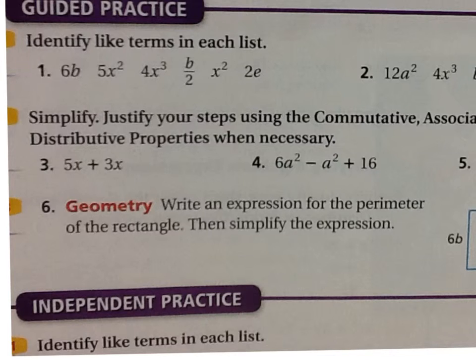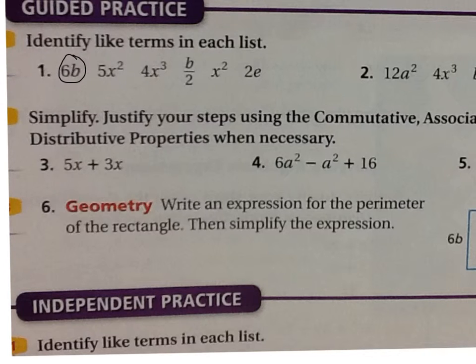Okay, turn the page to page 28. I want to do some of the problems up above together. It just says identify the like terms in each list. So the terms that we have are 6b, 5x squared, 4x to the third power, b divided by 2, x squared, and 2e. So let's just start with the first one.